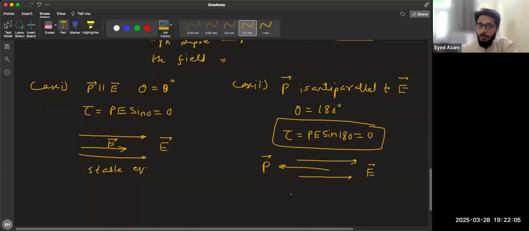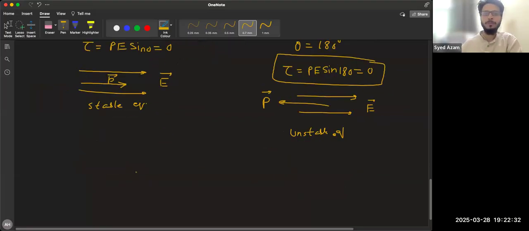This is also an equilibrium, but we call this unstable equilibrium, because if you disturb this dipole, it will not come back to its original position. Original position means when it is anti-parallel. When you disturb the dipole, it will rotate and become parallel to the field, or at least it will try to align itself along the direction of the electric field. If you disturb it, it will not go anti-parallel. It will try to go parallel to the field. That's why we don't call it stable equilibrium. We call it unstable equilibrium.